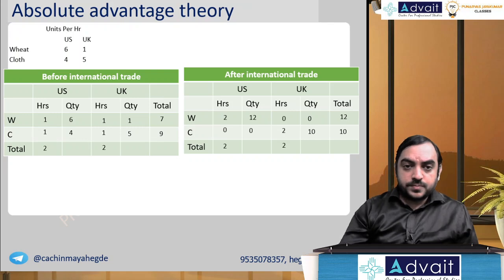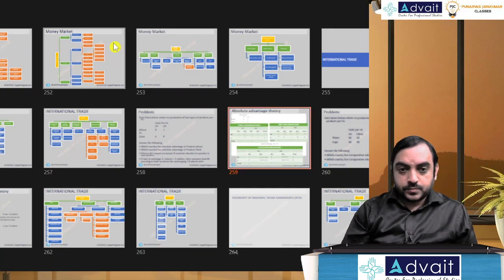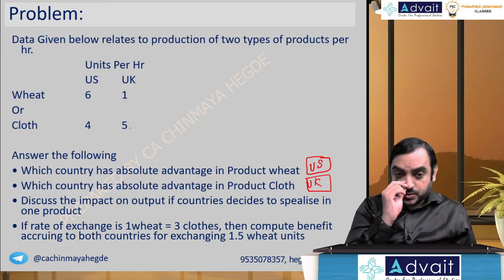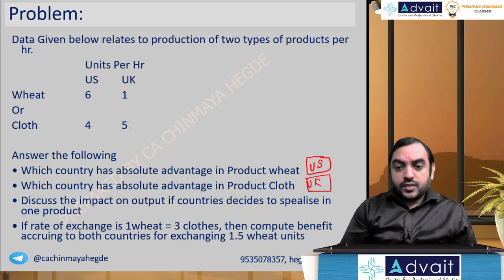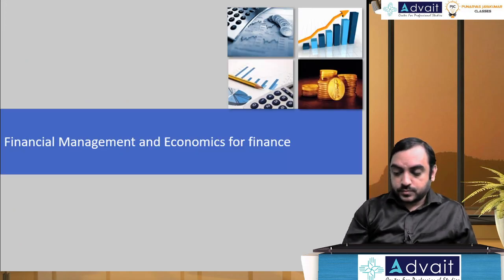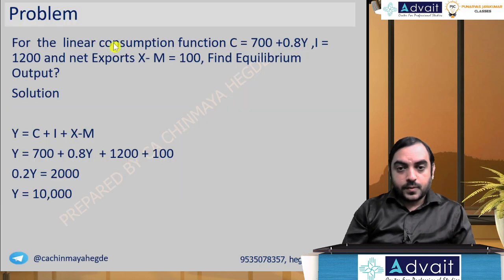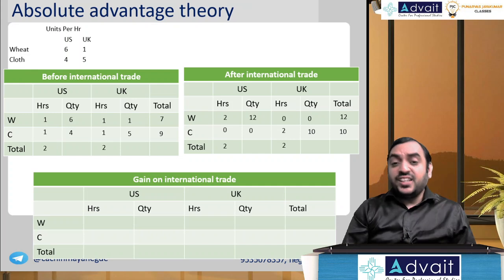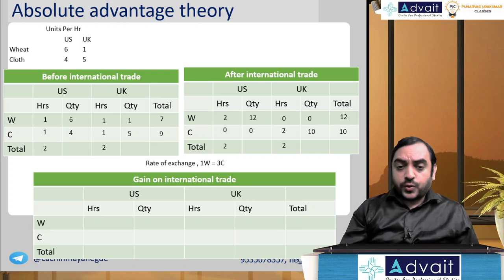Let's go for the last part of the question. If the rate of exchange is 1 wheat is 3 cloths, compute the benefit for both the countries for exchanging 1.5 wheat units. Okay, 1 wheat is 3 cloths. So what is the gain you get from international trade? That's what they've given: 1 wheat, 3 cloths.